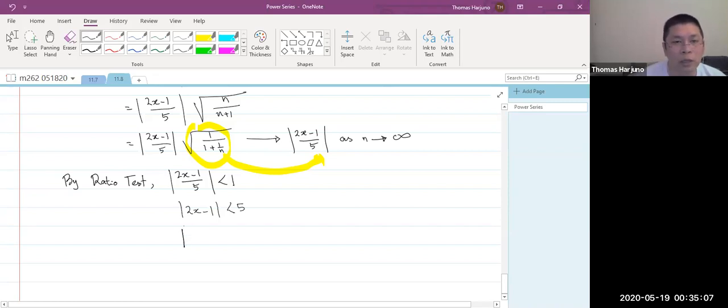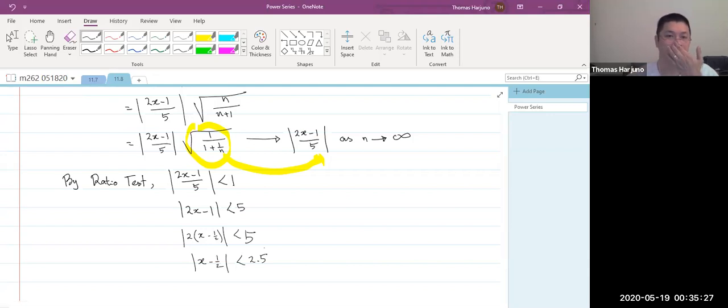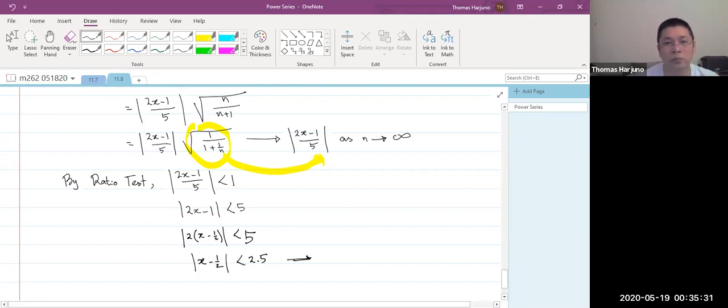So this will be 2 times x minus 1/2. Is that right? So absolute of x minus 1/2 is less than 2.5. That's the radius of convergence. So the radius of convergence is 2.5.